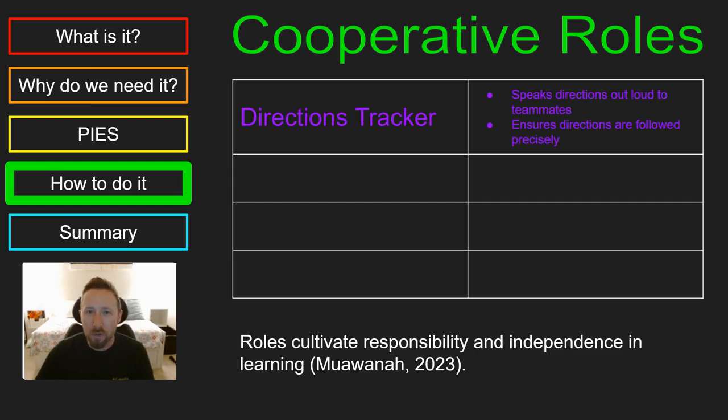The first role that you can assign a student would be the directions tracker. They're going to speak the directions out loud to their teammates and tell them what needs to be done according to the instructions that are on their lab sheet. This ensures that all teammates are following the directions precisely and they are keeping track of where they are at that particular time. The directions tracker you could think of is also like the project manager. They make sure that everything is getting done in the proper order at the right time and coordinating with everybody else.